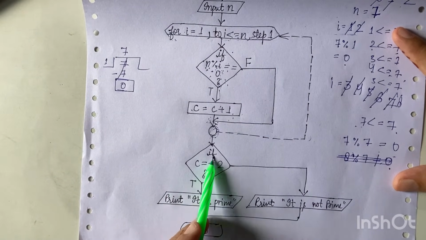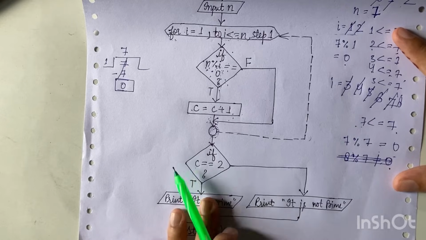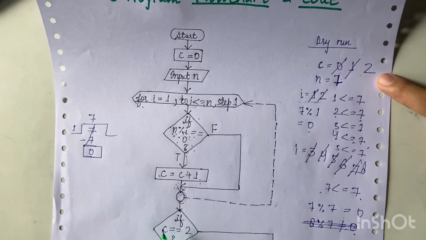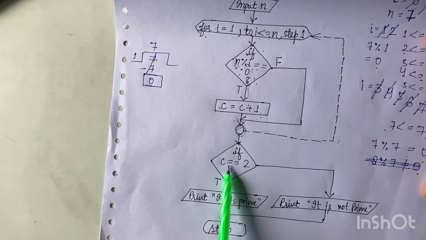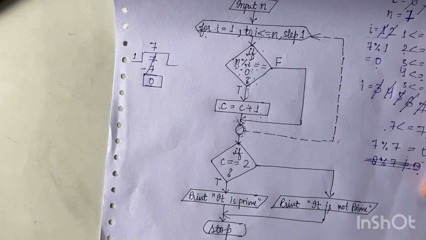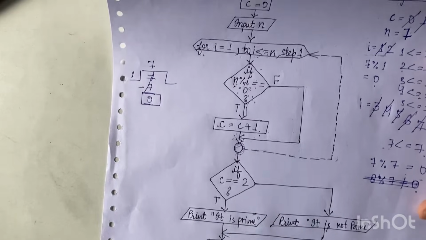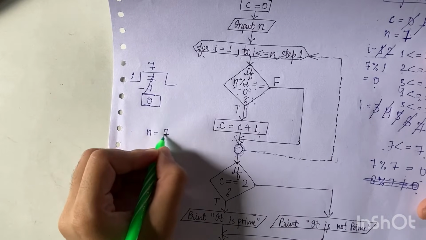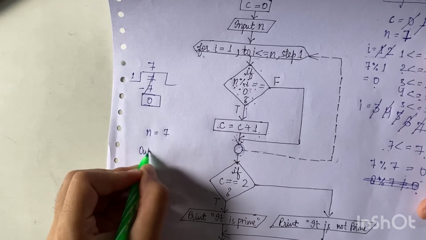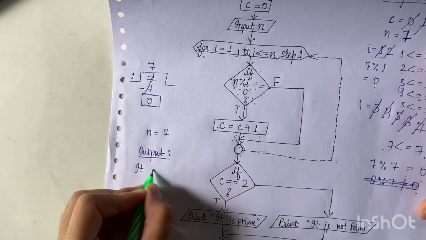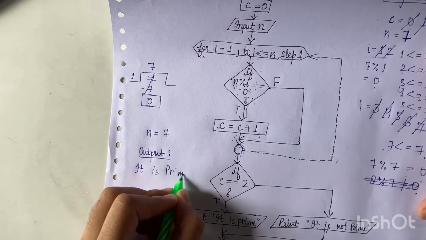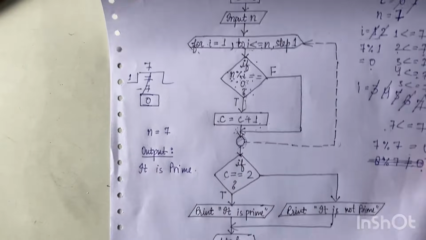So it will check if c is equal to 2. What is the value of c? Sorry, it is 2. So if 2 is equal to 2, the condition is true. So it will print it is prime. For n equal to 7, the output will be it is prime. So this is the flowchart.